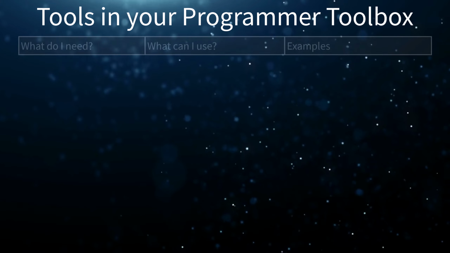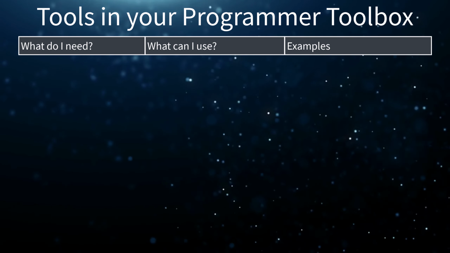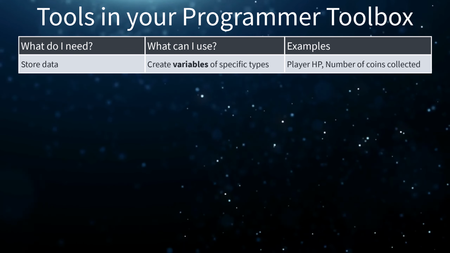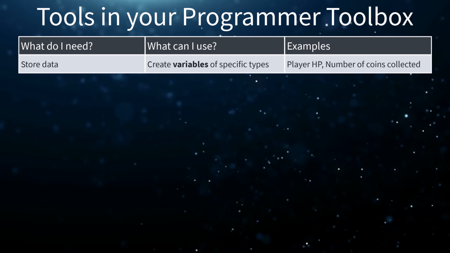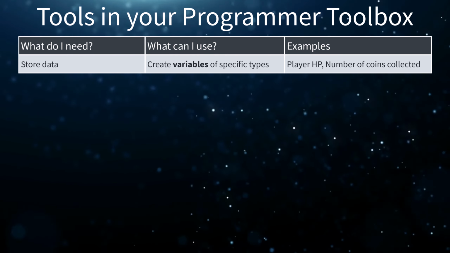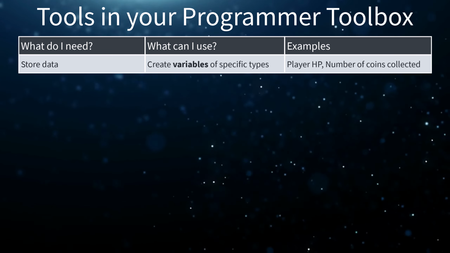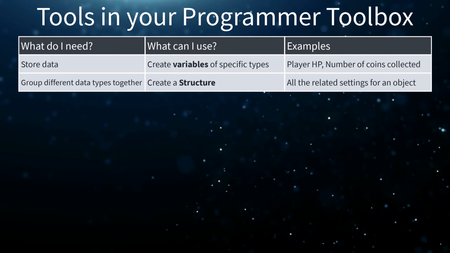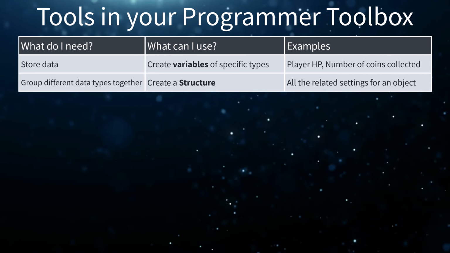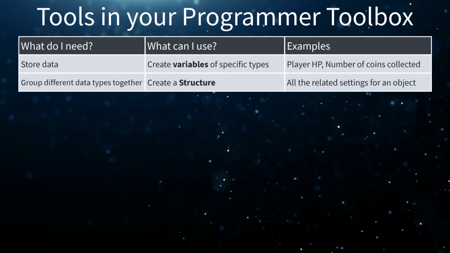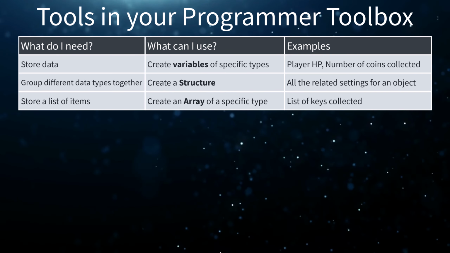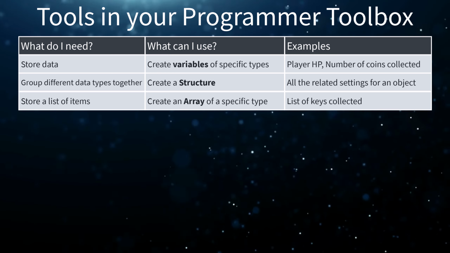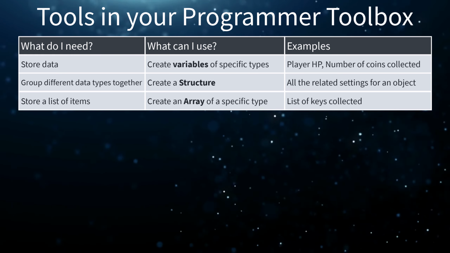Now let's look at these topics from a more practical perspective based on your needs as you work on your project. If you need to store data, you can create variables of specific types. For example, the player's HP or the number of coins collected. If you need to group different data types together, you can create your own structure. For example, you can group all of the related settings for an object. If you need to store a list of items, you can create an array of a specific type. For example, the list of keys collected by the player.